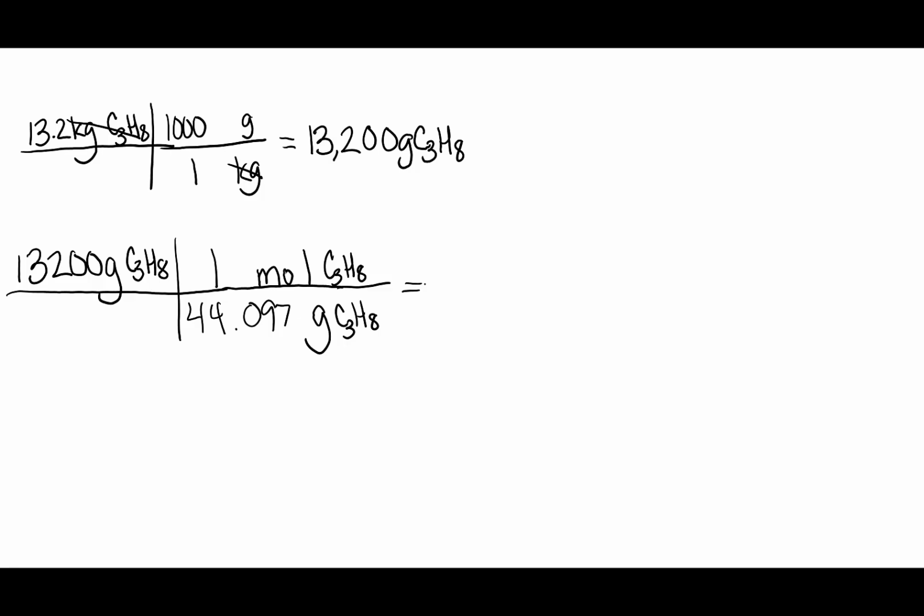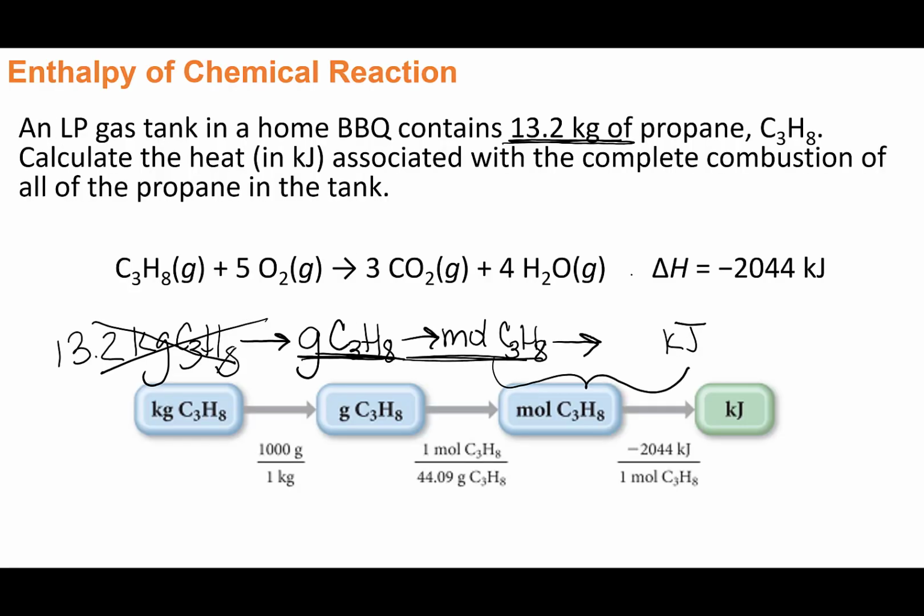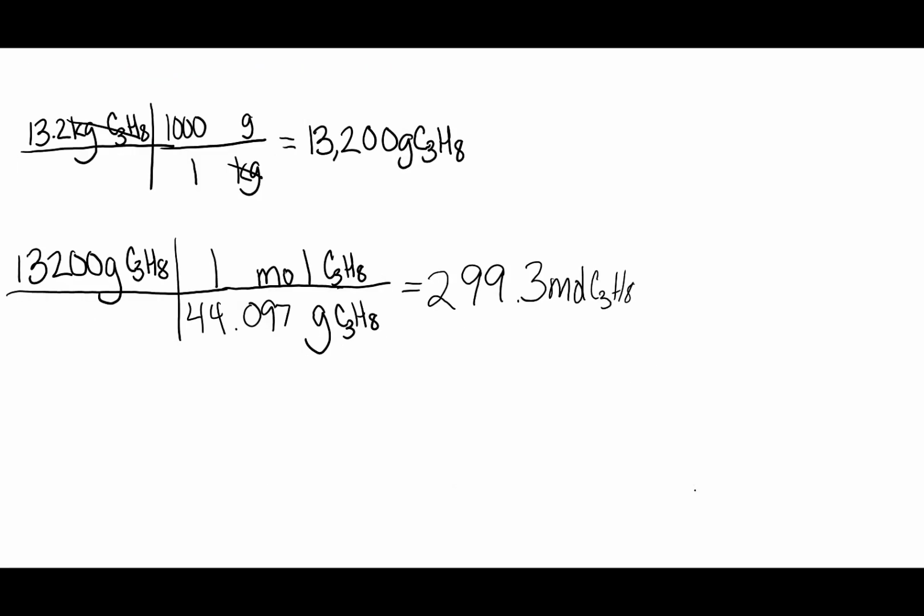Multiply across the top, divide by the bottom, so 13,200 divided by 44.097, and we get 299.3, and that is moles of our hydrocarbon. Now our last step is to go from moles to kilojoules. And we're going to use that new equality that we talked about on the previous slide. So let me get this train track set up. We start with the answer from the previous step, 299.3 moles.